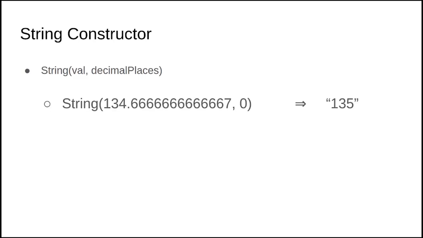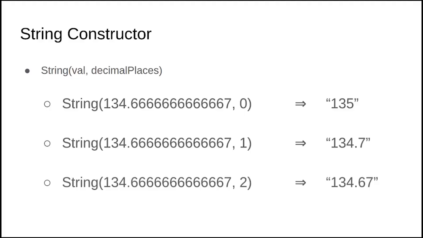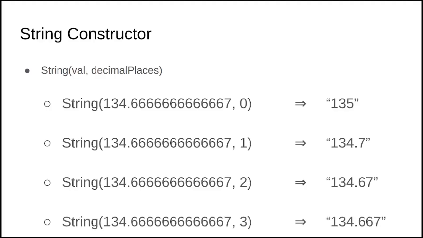Now let's review the third flavor of the string constructor, which takes the number of decimal places to be displayed. Here we use a floating value 134.666667. On each line, we use a different number of decimal places passed as plain integer values such as 0, 1, 2, and 3. On the right side of the arrow, we can see how the floating point value is rounded as per the second argument. Now let's head over to the coding in Arduino IDE.